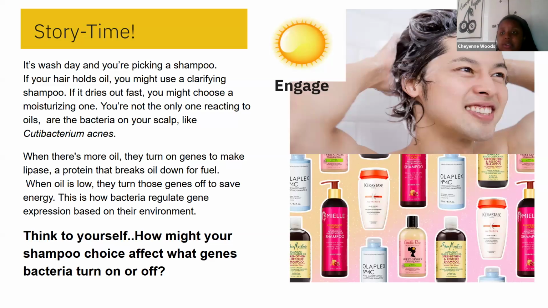And I want you to take a couple minutes to yourself to engage your prior knowledge. How might your shampoo choice affect what genes bacteria turn on or off? You might not understand exactly what I mean by the different types of shampoo, so I included this picture to the right. These are all the different variations. As you can see, there's moisturizing, clarifying, strengthening, restoring. Talk about your personal experience with the shampoo you use to wash your hair and how that might play a part in the bacteria. I'll give you a couple minutes. And then I'll ask for 5 hands. If you can share 5 hands, then we'll move on to the next part.